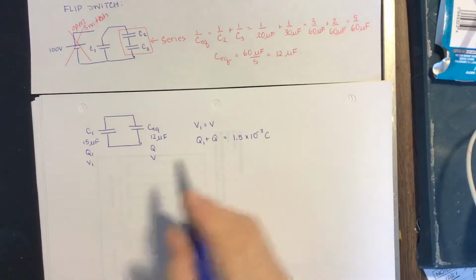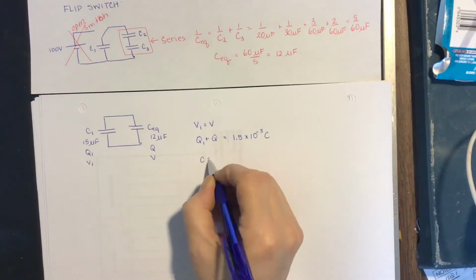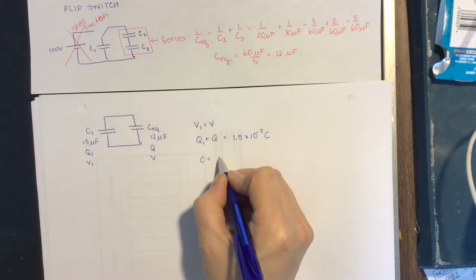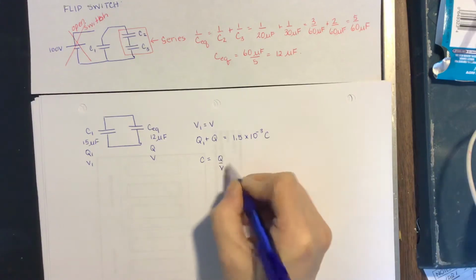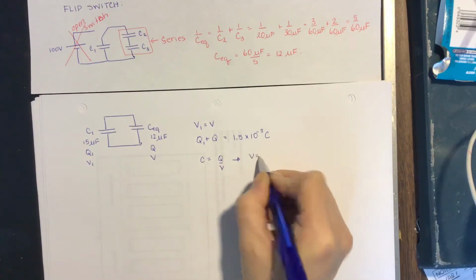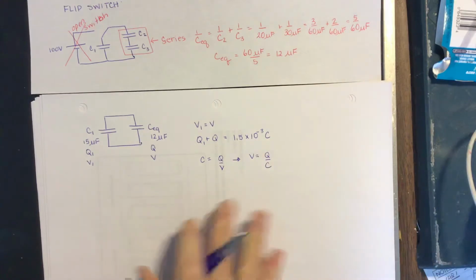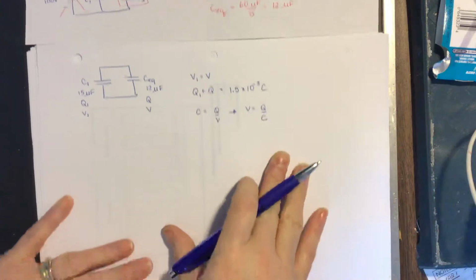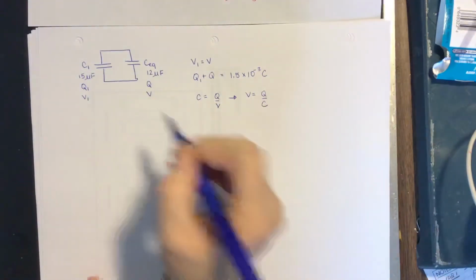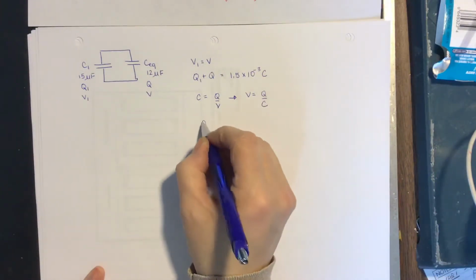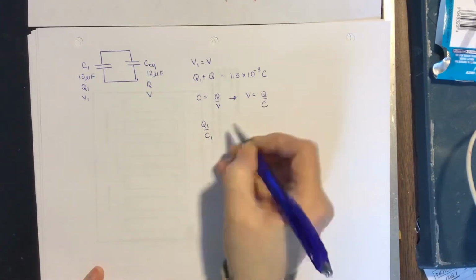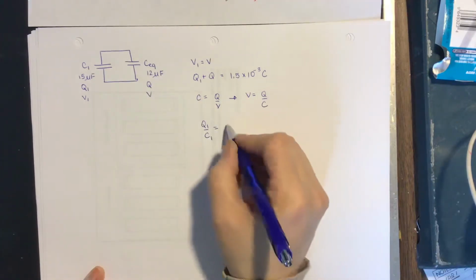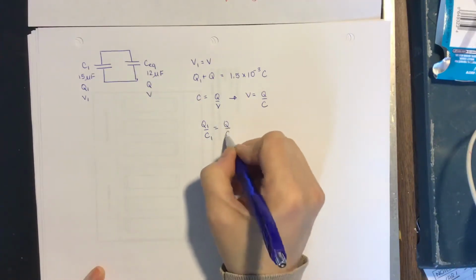Okay, so now let's put this idea together, and then the last bit of information we'll use is that we know capacitance is Q over V, which means that potential V is Q over C. Okay, so let's put this expression in with this idea right here. So the potential across capacitor 1 can be written as Q1 divided by C1. And that's going to be equal to the potential across the equivalent, so Q over C equivalent.